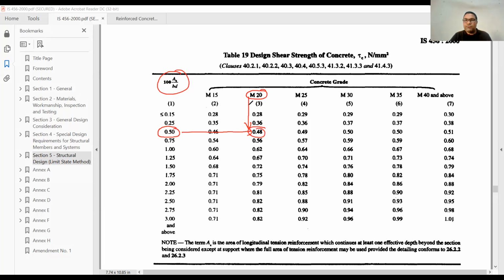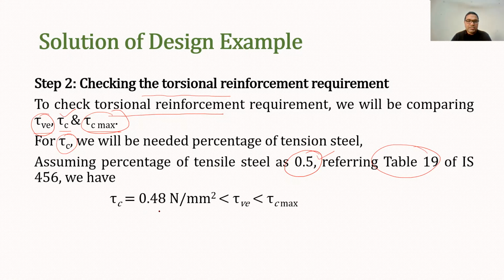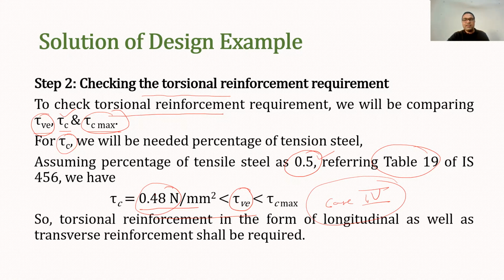So now we will see that on our slide. Here the value of tau C is 0.48, and we can say that this value is less than the value of tau VE, because tau VE is 1.154 and tau C max is 2.8. So tau C is less than tau VE. So this is the condition 4, which I have discussed in the IS code provision. In case 4, we are now required to find out longitudinal and transverse reinforcement for the beam, because tau C is less than tau VE, which is less than tau C max.